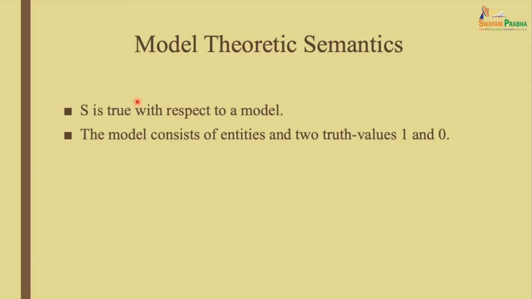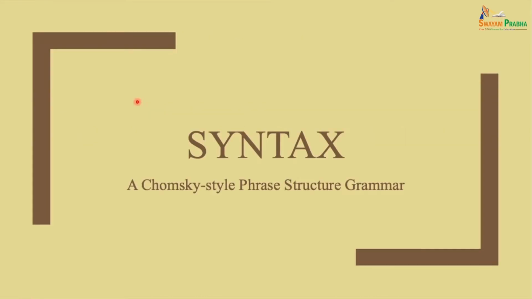What does it mean? It means that a declarative sentence S is true with respect to a model. There is no truth unrelated to a model. And the model consists mainly of entities and two truth values, 1 and 0. We'll see what it means. Intuitively, 1 can be understood as truth, and 0 as falsity.